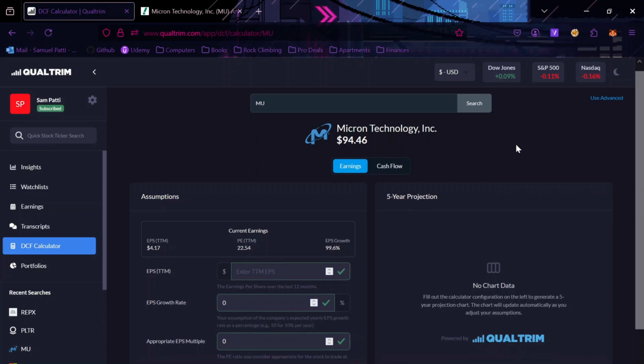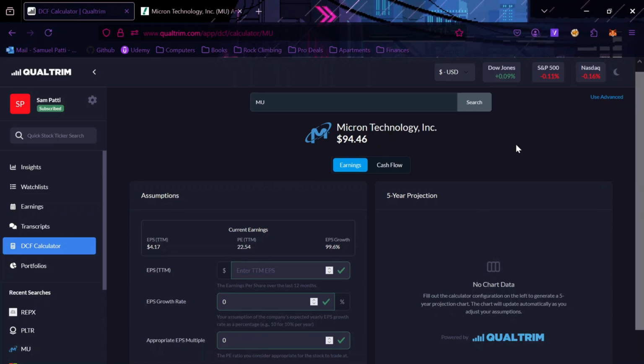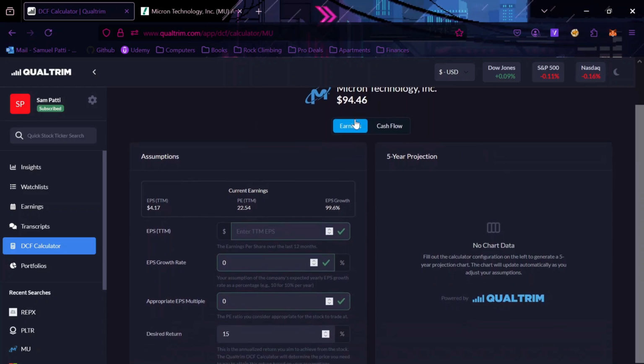So how do we go about doing this? Thankfully, there are many tools out there that can do this for you. I'm going to be using the discount cash flow calculator from Qualtrim made by Joseph Carlson. This calculator has two options, one for earnings and one for free cash flow. So let's start with earnings.